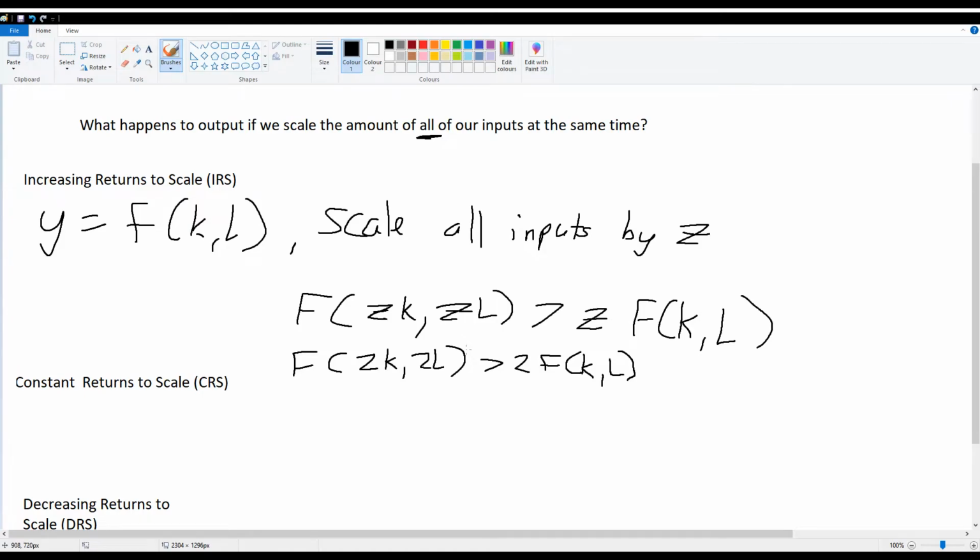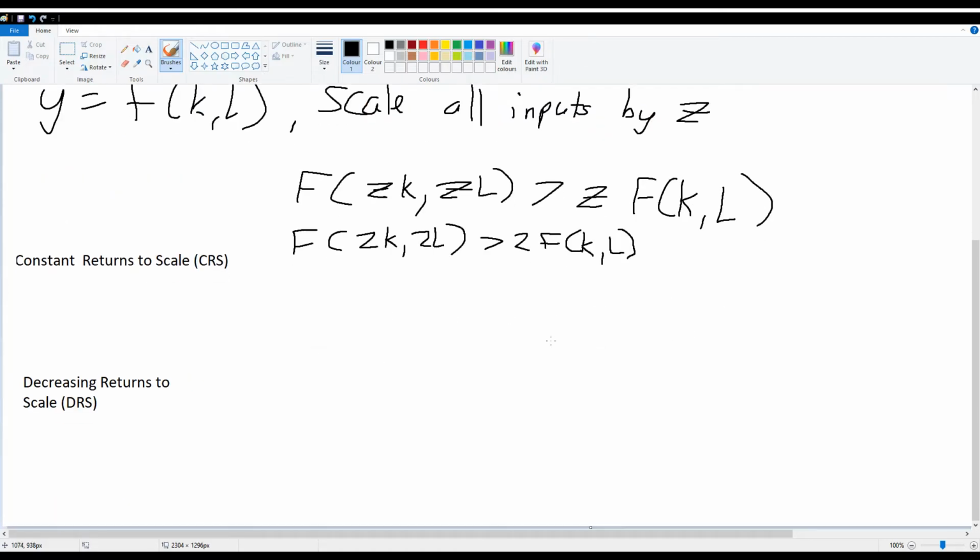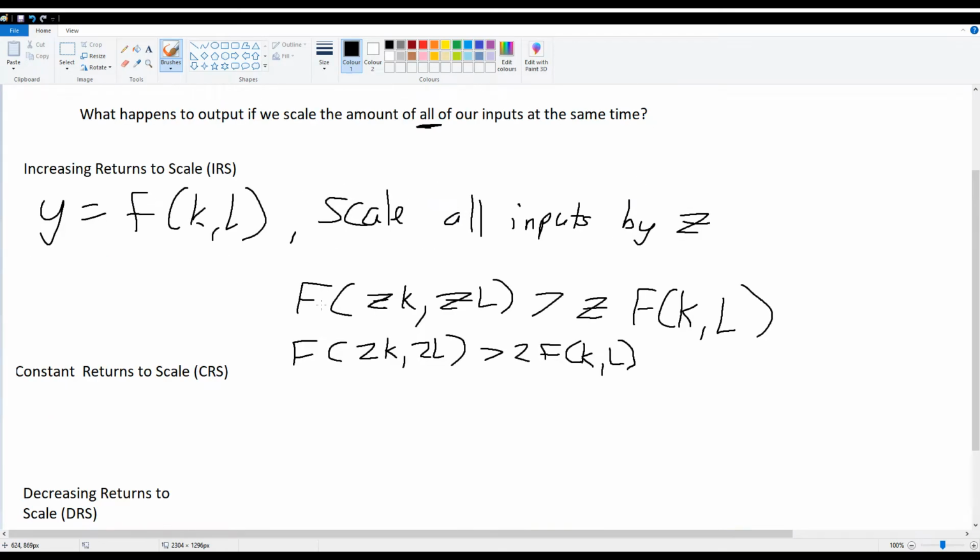So what this is trying to say is that the amount we produce, the whole left-hand side of this equation, when we double our inputs, is greater than 2 times our original output. And our original output doesn't have the doubling of the capital and labor. That's just the benchmark. That's the starting point. So by doubling our inputs, we're actually getting more than double our original output. Okay, so that's your increasing returns to scale. The rest of these are fairly straightforward now.